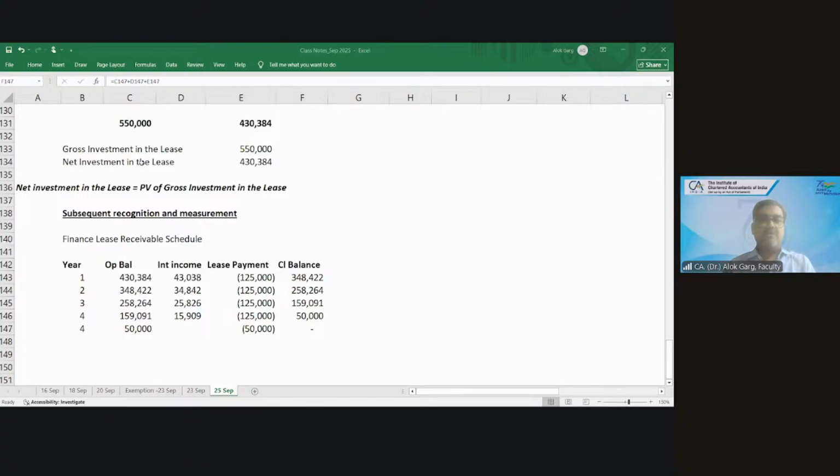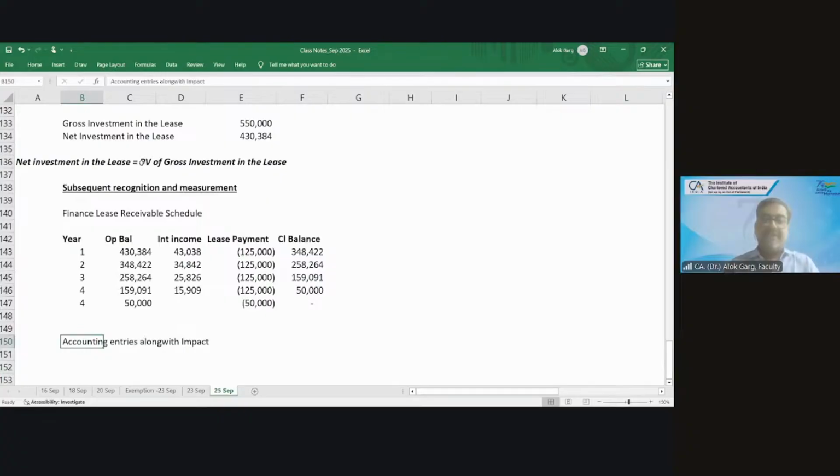Clear. So now let's also discuss the accounting entries along with impact. So friends, what we did initially, we did PP accounting. Then we computed the carrying value. Then we de-recognized the PP and recognized the finance lease receivable. Whatever was the difference has gone to P&L. Now we have the finance lease receivable only.